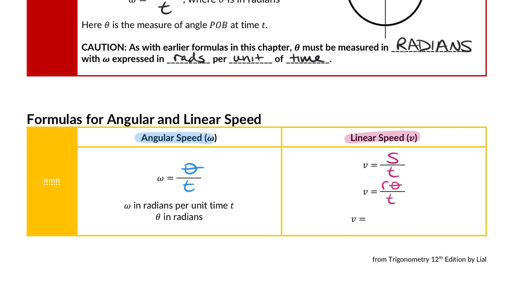So if we substitute r times theta into the numerator here, we notice that we have theta over t. And what is theta over t equal to? Omega. So linear speed can actually be derived to be the radius times the angular speed omega. So you now have multiple variations of these formulas because they're related to each other by the arc length, the radius and the theta. Do you want to see what this looks like in practice? Great. Keep these formulas in mind because we're going to be using them.